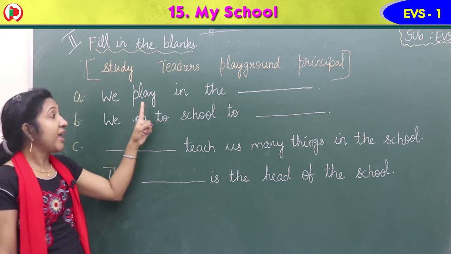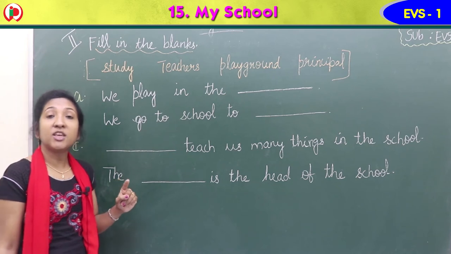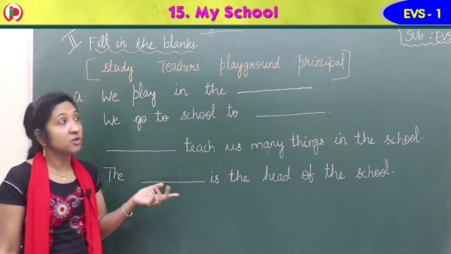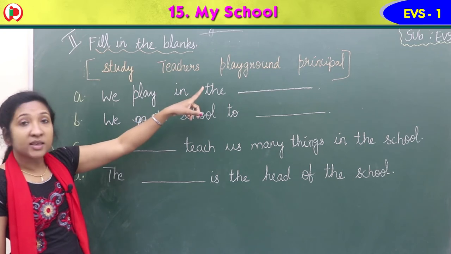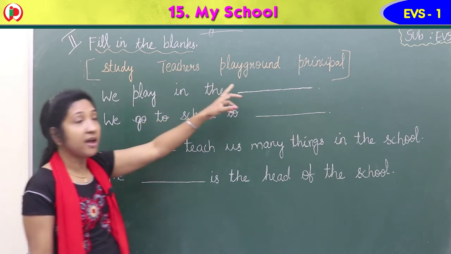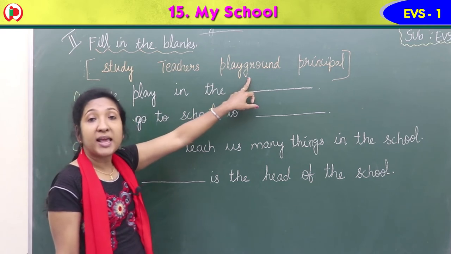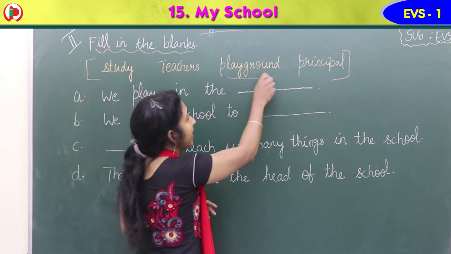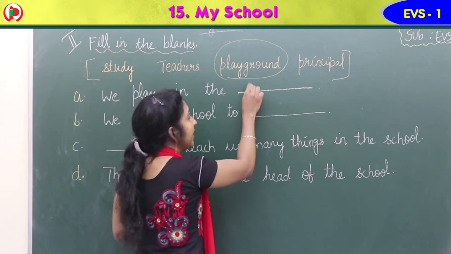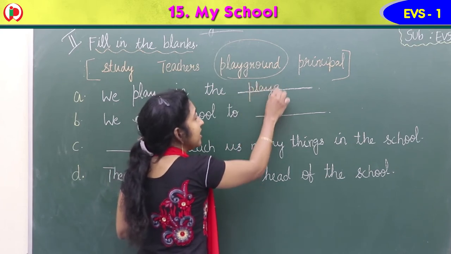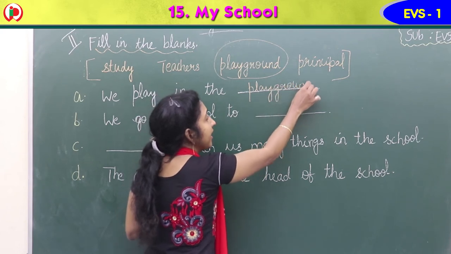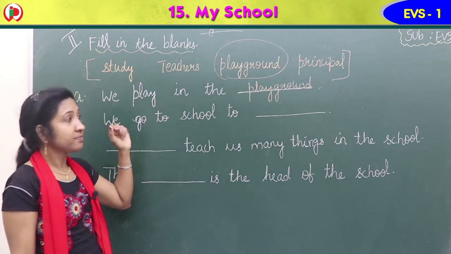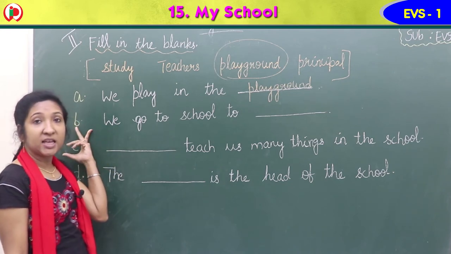So coming to the first fill in the blanks. A. We play in the dash. Where do we play, children? You play in the playground. So see the box. In the box, can you see that word? Yes, playground. So we play in the playground. So write that word here. The correct answer is playground, isn't it? P-L-A-Y-G-R-O-U-N-D, playground. So we play in the playground.